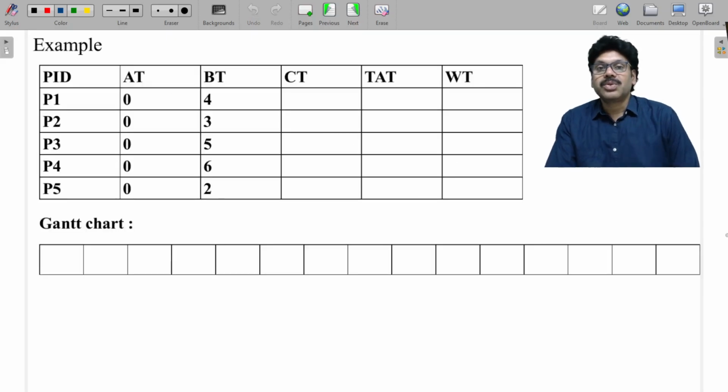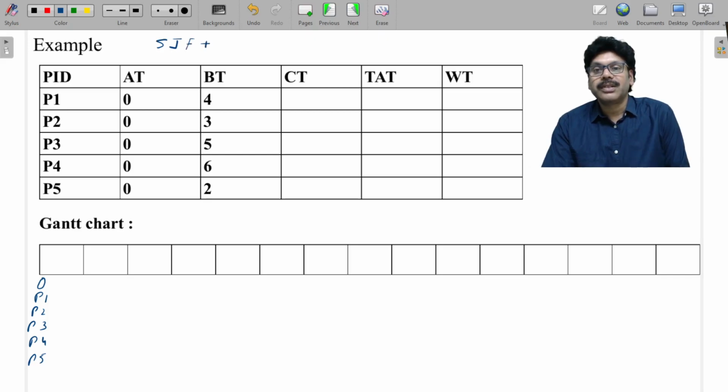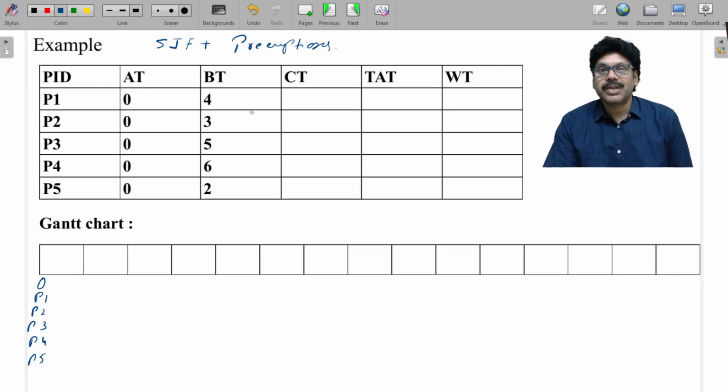So let us see how to solve. We need to be very careful. At time 0, all the processes have come: P1, P2, P3, P4, P5. As we are doing SJF, don't forget that there can be preemptions. Among these 5 processes, which has the lowest burst time? P5. So P5 is executed.